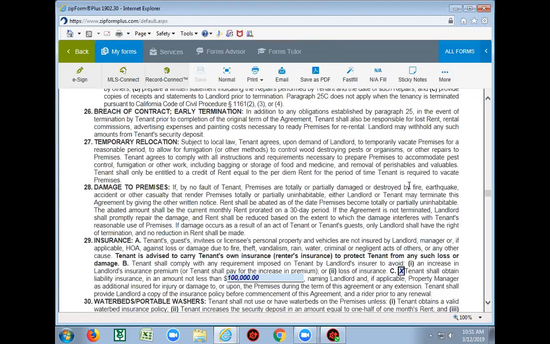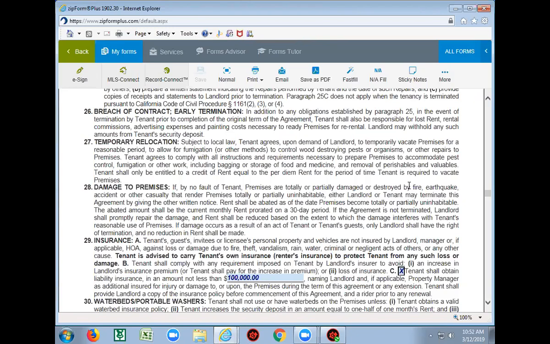Well, that falls into it because if it's more than a month, they consider it like damage of the premises, okay? If by no fault of tenant, premises are totally or partially damaged or destroyed by fire, earthquake, accident, or other cause that renders premises totally or partially uninhabitable, either landlord or tenant may terminate this agreement by giving the other written notice. Rent shall be abated at the date premises become totally or partially uninhabitable. The abated amount shall be the current monthly rent prorated on a 30-day period. Still 30 days period. So that's why this 26, 27, 28, okay, is really important for especially tenant and landlord.